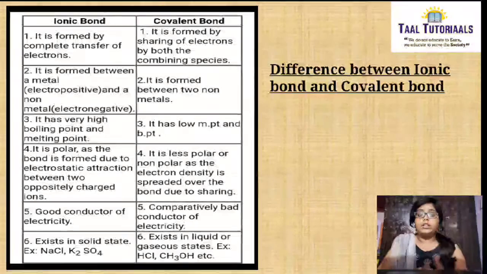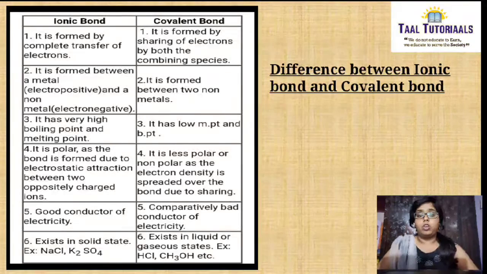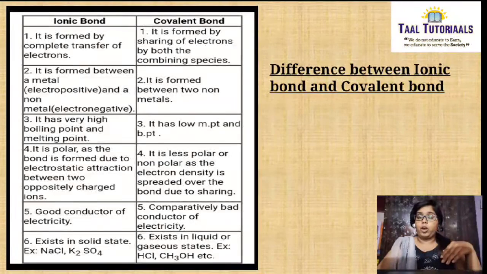Okay. Next, it is formed between a metal and a non-metal. This ionic bond is always formed between a metal and a non-metal. That is, one gives an electron and one takes an electron. Electropositive is which donates the electron, electronegative is which takes the electron. Then this covalent bond is formed between 2 non-metals. This covalent bond always forms between 2 non-metals. Then ionic bond has very high boiling point and melting point. Okay, here if you come to covalent bond, it has low melting point and boiling point.